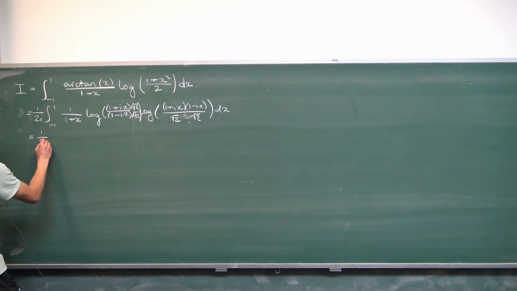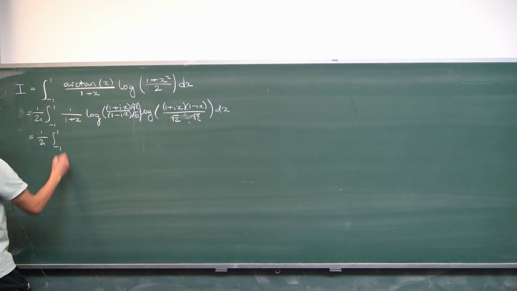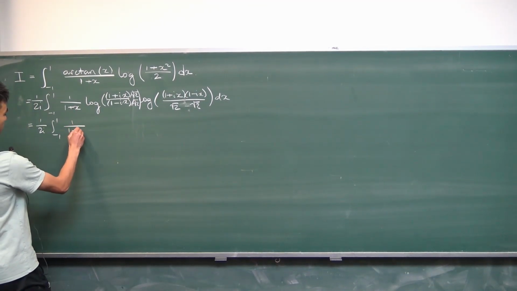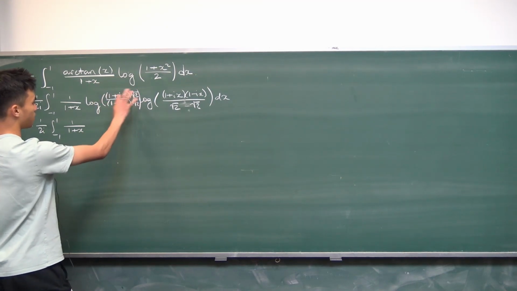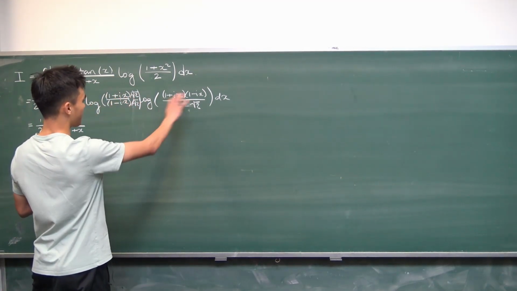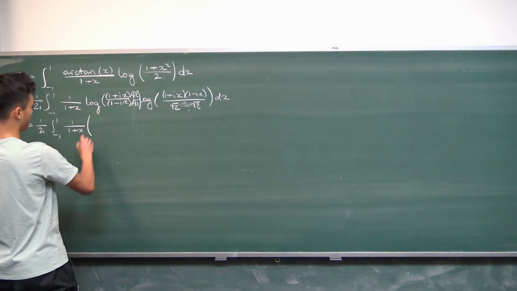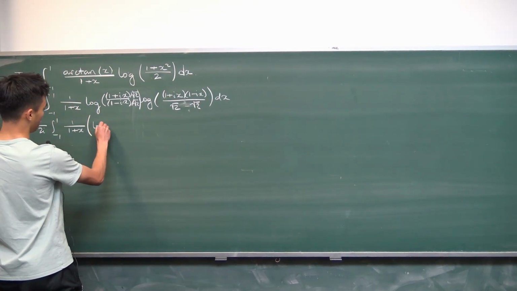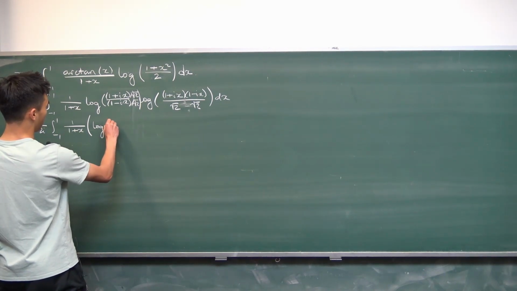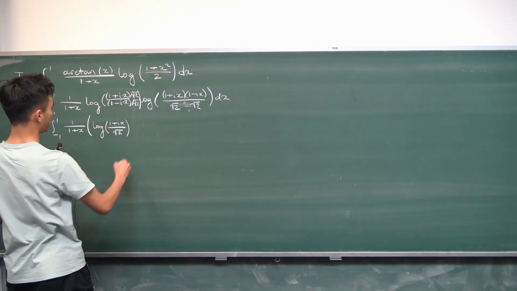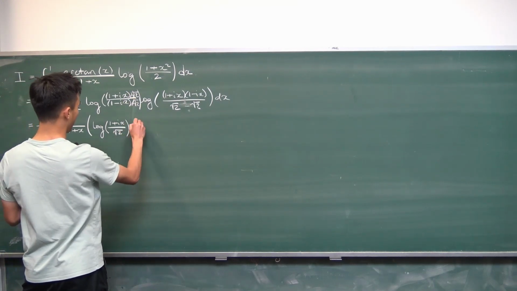So now what do we have? We have 1 over 2i, integral from negative 1 to 1. We have the 1 plus ix still there. And then I'm going to use the logarithm laws for this first one and the second one as well, just to split everything up nicely. So what will this first one become? It's going to become the logarithm of 1 plus ix over 2. And then because we have division over here, we're going to have a subtraction of logarithms.